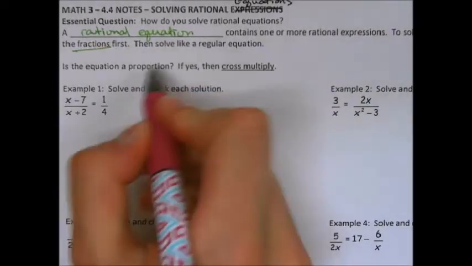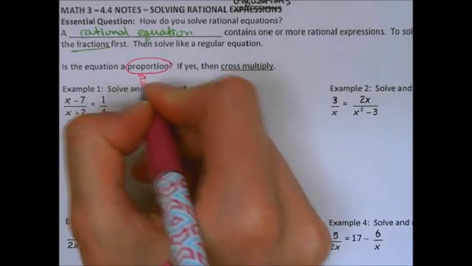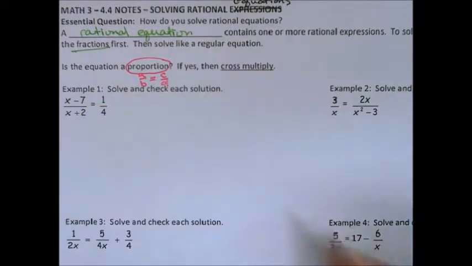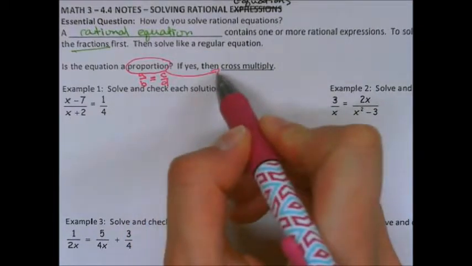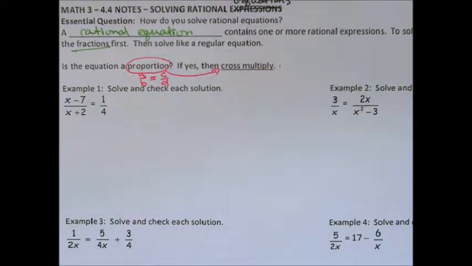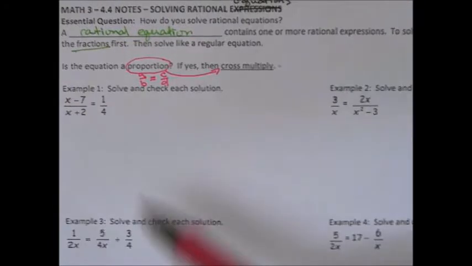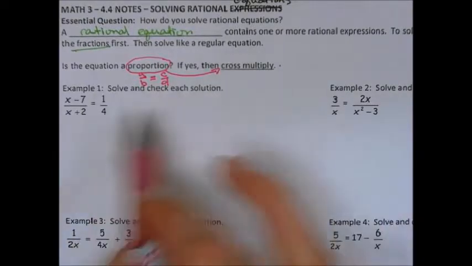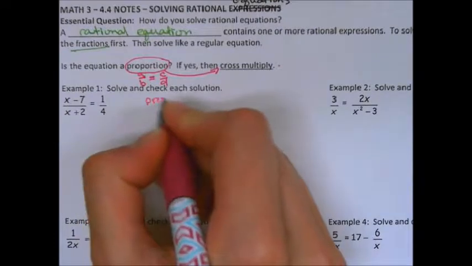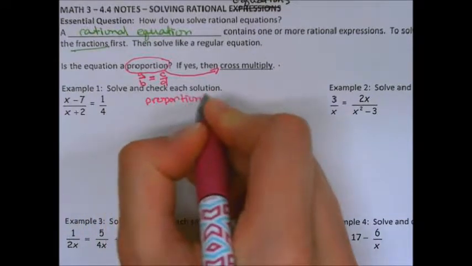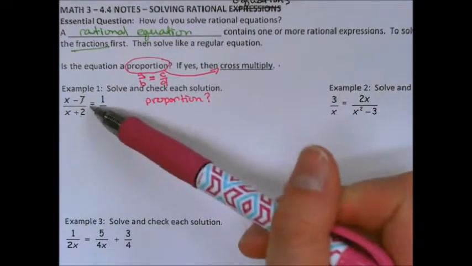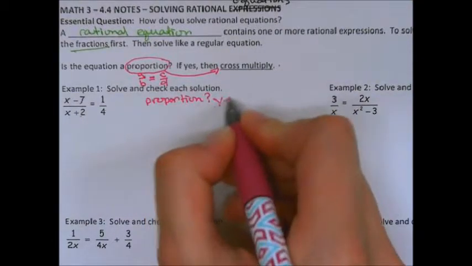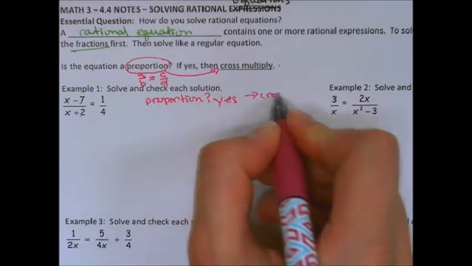If the equation is a proportion, so a proportion is when I have A over B equals C over D, then we can cross multiply. So let's look at number 1. It's a rational equation. We have rational expressions. So let's ask ourselves first, is it a proportion? Let's see, it looks like something over something equals something over something. Yes, so we can cross multiply.